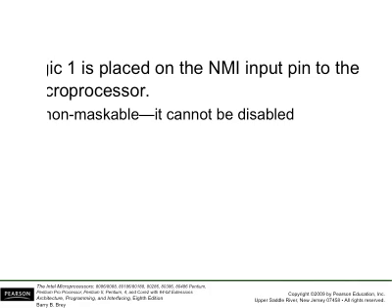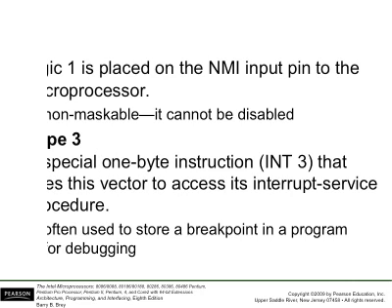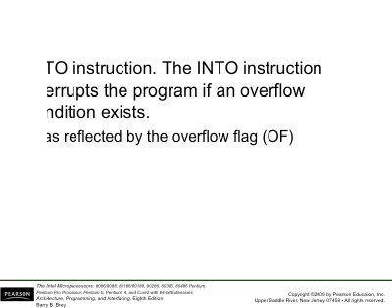Type 2 is the non-maskable interrupt. This occurs when logic 1 is placed on the NMI input pin to the microprocessor. You can tell from the name non-maskable that it cannot be disabled. Type 3 is a special one-byte instruction. It is used to store a breakpoint in the program for debugging. Type 4 is overflow.